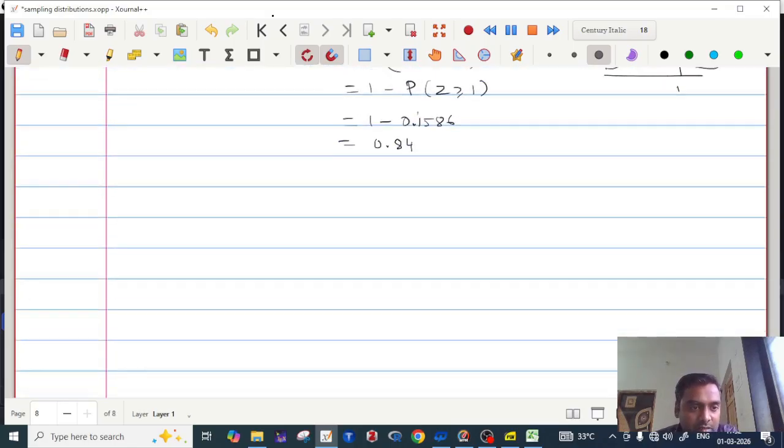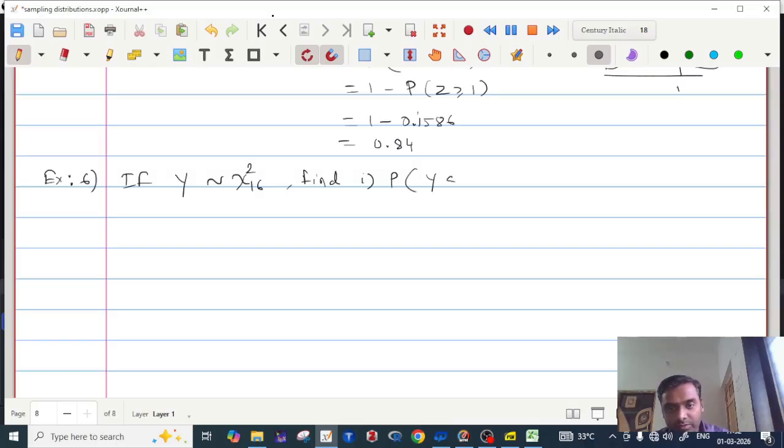Let's see some more examples. Let's see one example of the calculation of probability. Let's solve one example which will be of computation of probability. Let Y follow chi square 16. Find the probability of Y less than or equal to 20.465.